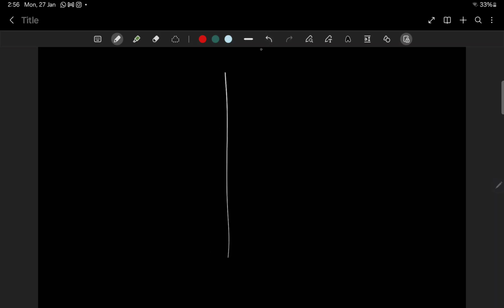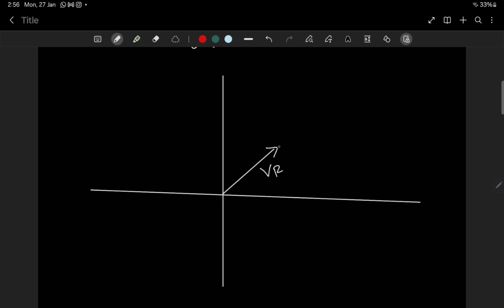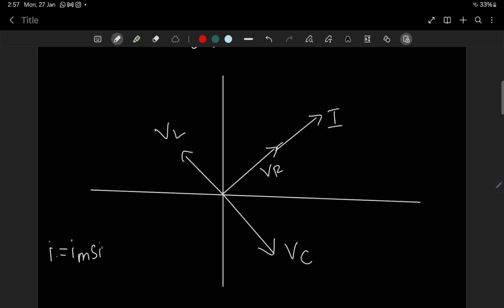So this is the axis, and what I'm going to do is, look, V of resistor and I, if current is like that, and this will be V of inductor, because the voltage is fast. Here voltage is lagging for VC. So this is what we are going to write on figure A. Generally we are going to write I equal to Im sin of omega t plus phi, as the different phase. Okay, so from here we drew these three diagrams.